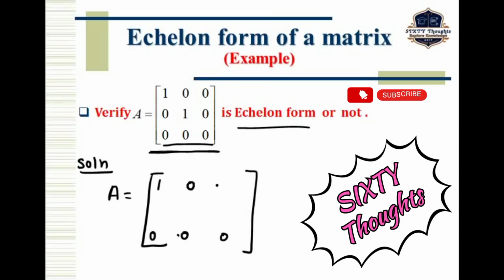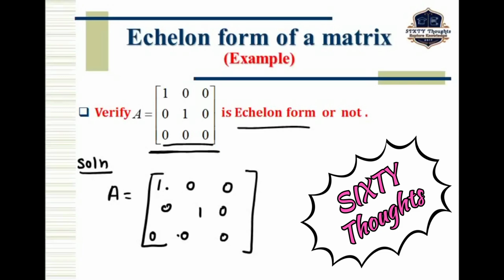Therefore, we consider the zero rows below the non-zero rows. Suppose a zero row were available in the first row, we should move it from the first row to the third row. That means if any zero rows are available in the given matrix, we should write them at the last.